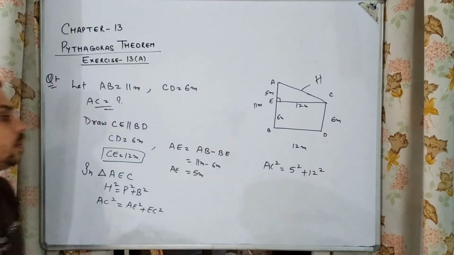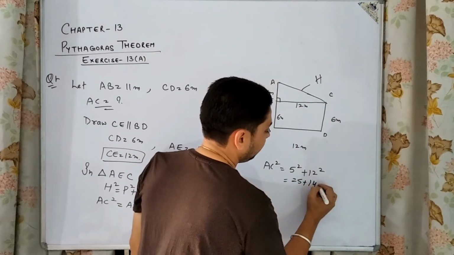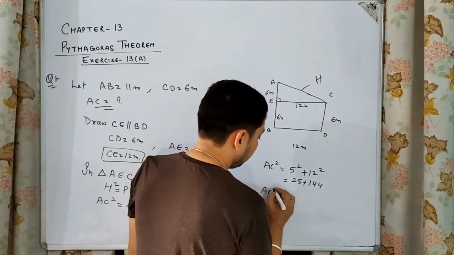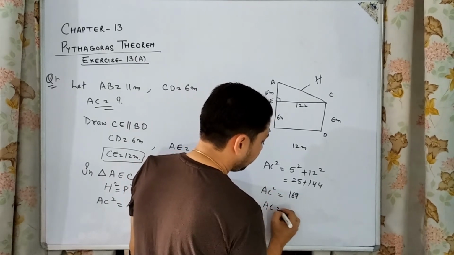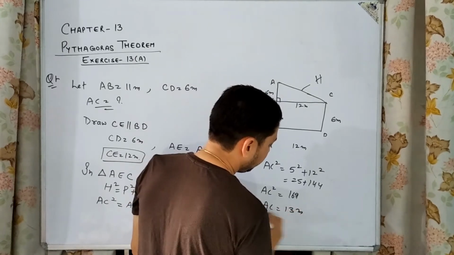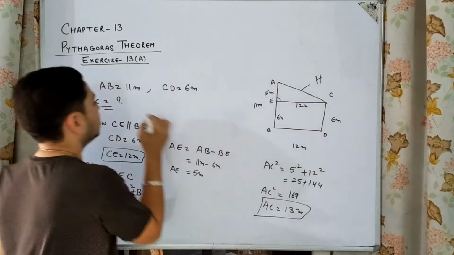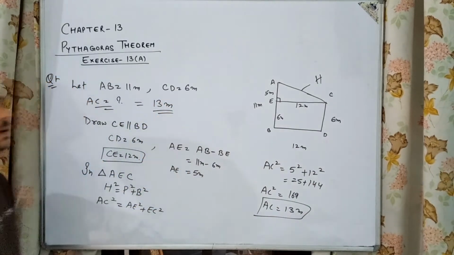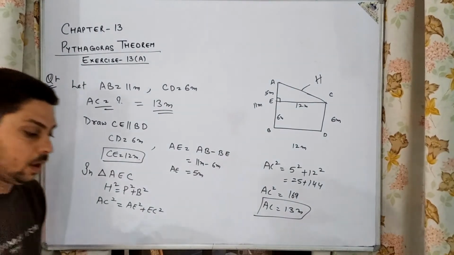5 square plus 12 square, this is equal to 25 plus 144 here. Then we have AC square is equal to 169. AC will be equal to 13 meter. So what is the distance between their tips? Distance between their tips is 13 meter.